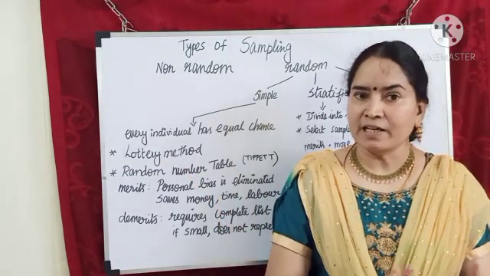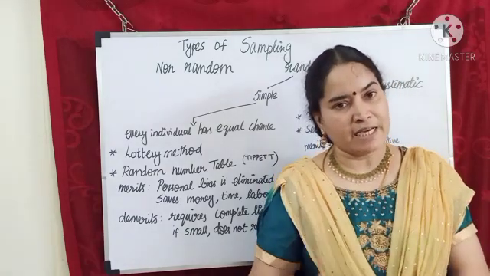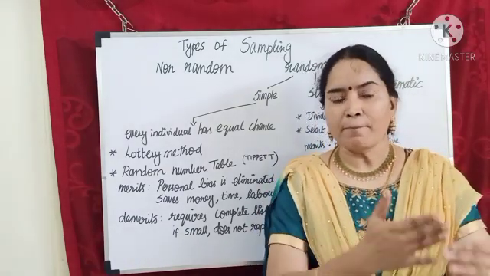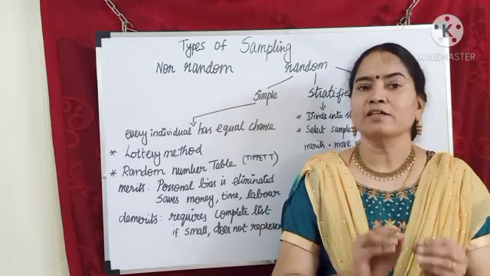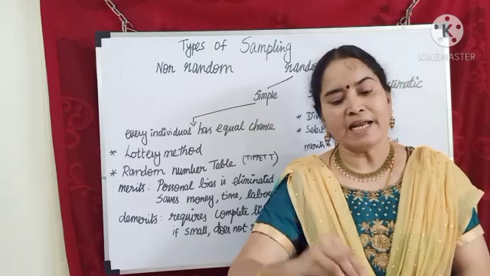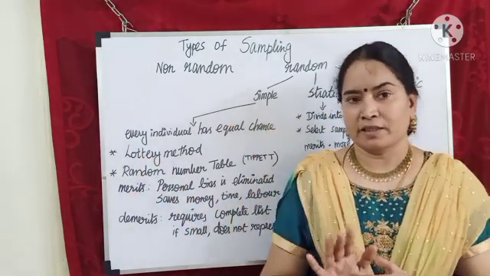Capital N is the size of the population, and small n is the size of the sample. So, from capital N, select small n just by writing n slips. Select only small n slips. This method we call the lottery method.